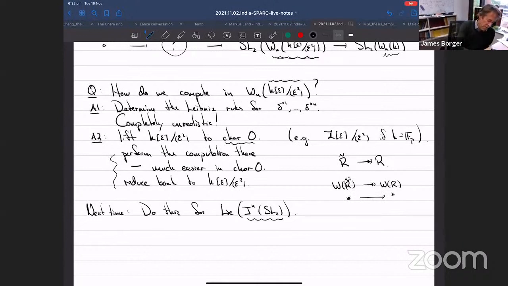But the wonderful thing is that it's obvious that this will work just because of the functoriality of the Witt vector construction. And in particular, it's independent of whichever choices you make. So you should choose whichever makes your job easiest.